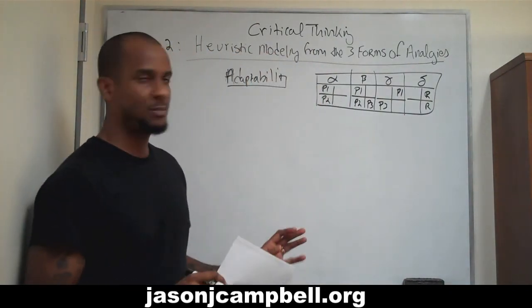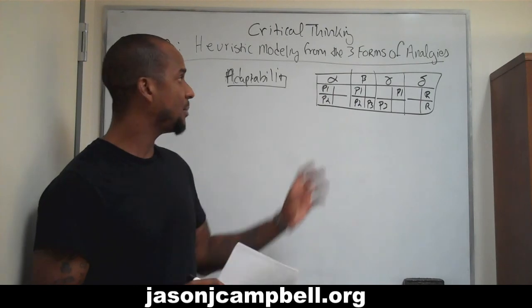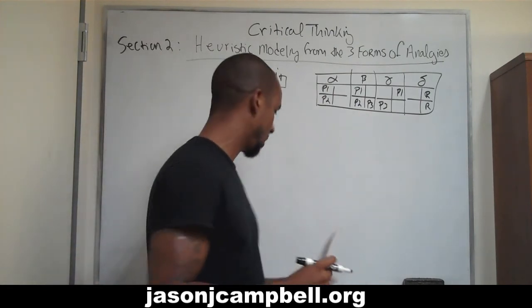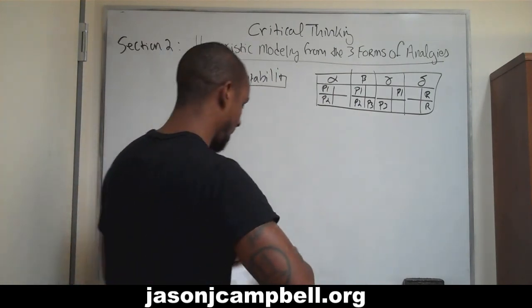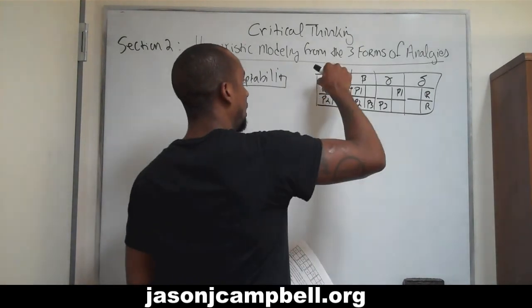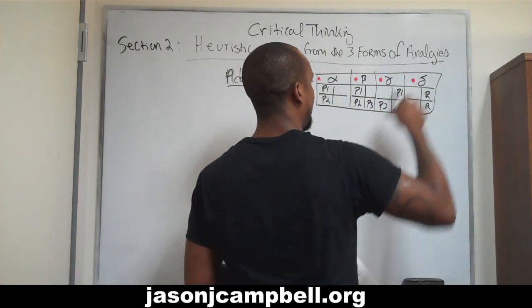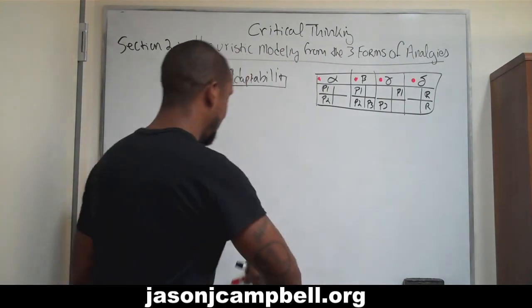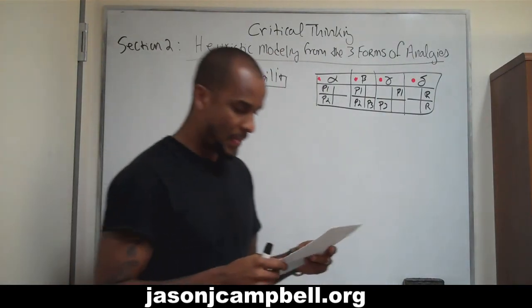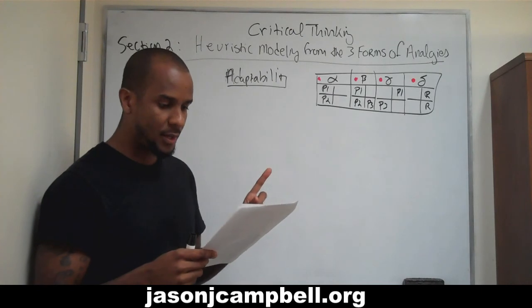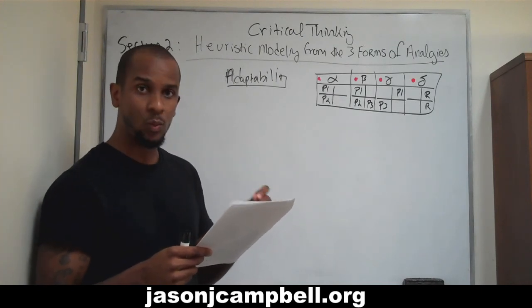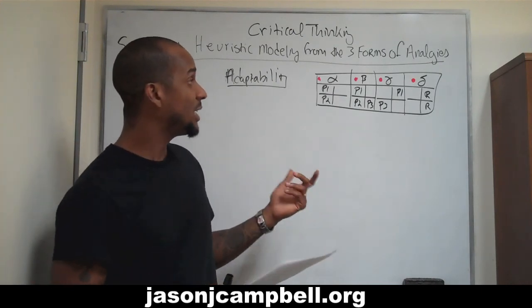The answer is sort of obvious, right? If I'm saying just pick one of the groups, so we have alpha as a group, we have beta as a group, gamma as a group, delta as a group. Which group is the most adaptable and why? Just select one group and explain why. It's easy to see, right?